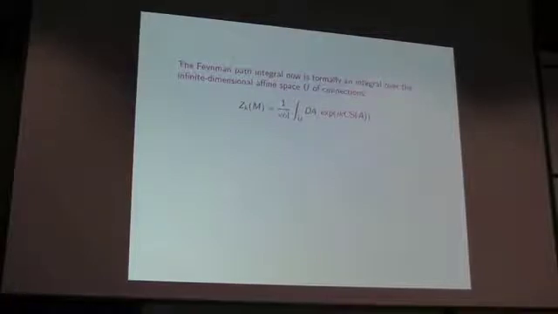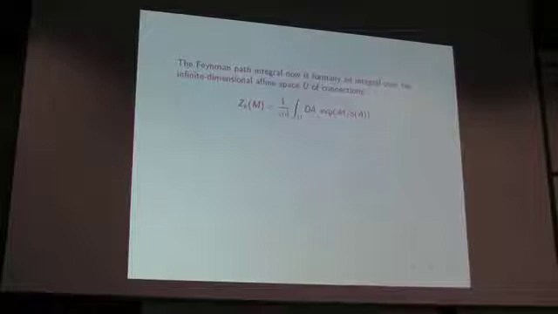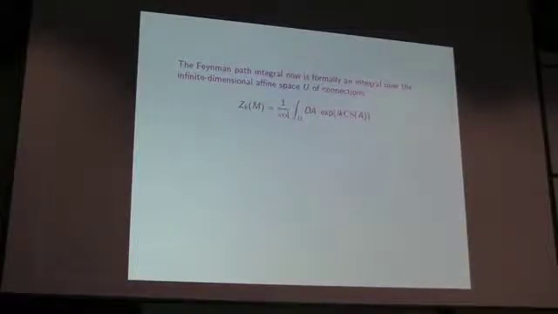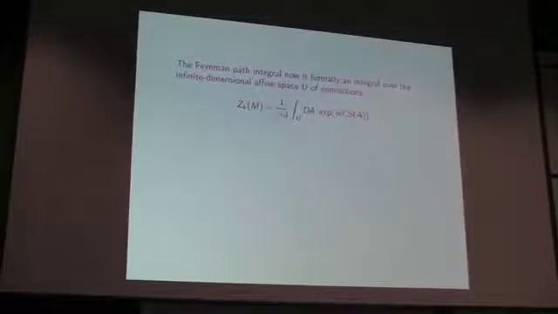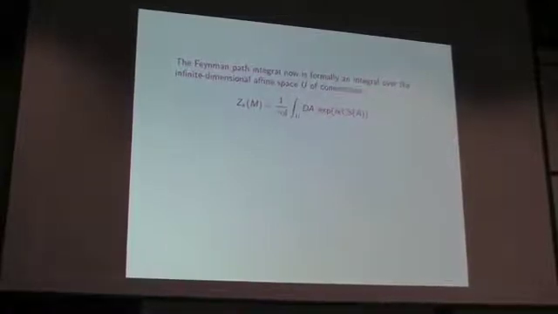Now, following Feynman, we formally define the Feynman path integral, which is supposed to be an integral over the infinite dimensional affine space of connections. Well, what are we going to integrate? We have this Chern-Simons function that's defined, that's gauge invariant modulo 2 pi times an integer. So we multiply it by ik, where k should be an integer, and exponentiate.